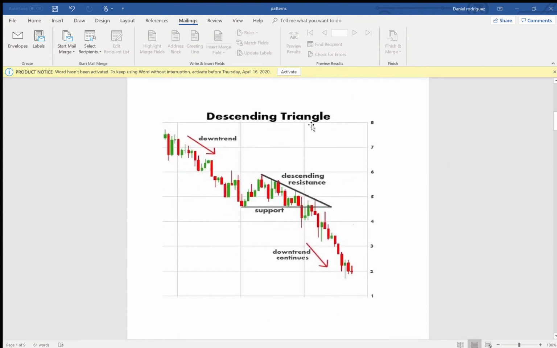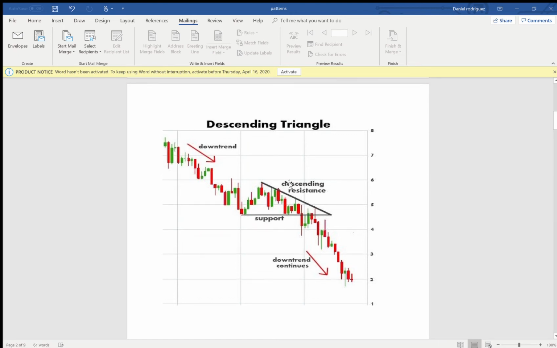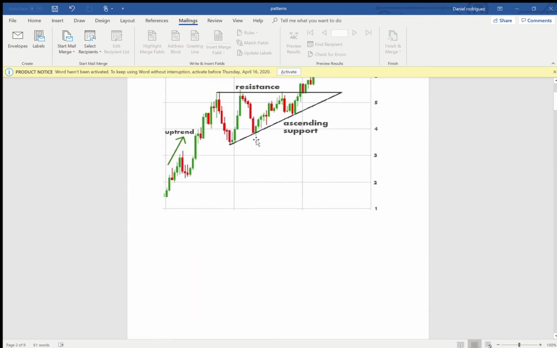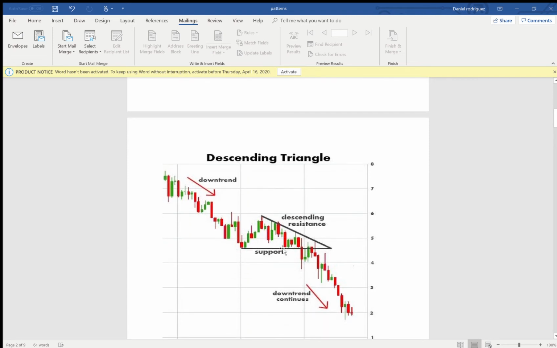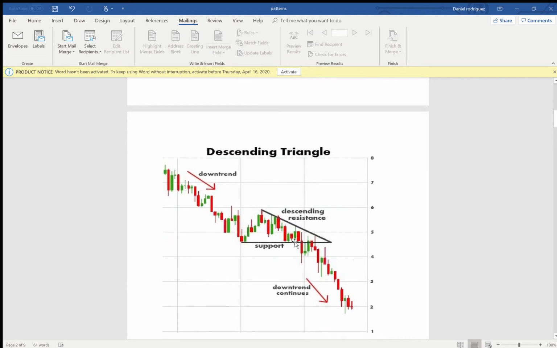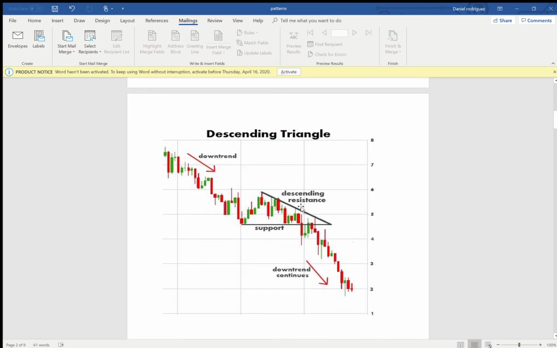So the descending triangle is exactly the same, but in the opposite direction. You see a downtrend right here going, and descending resistance right here, and the support. Same rule applies. Now you can see that it tries to push higher, and it can't, and it starts going lower. Not higher like over here. Major difference, guys. So descending resistance, there's a support right here, and then once it breaks this, try not to trade between this, to be honest, with this trend.